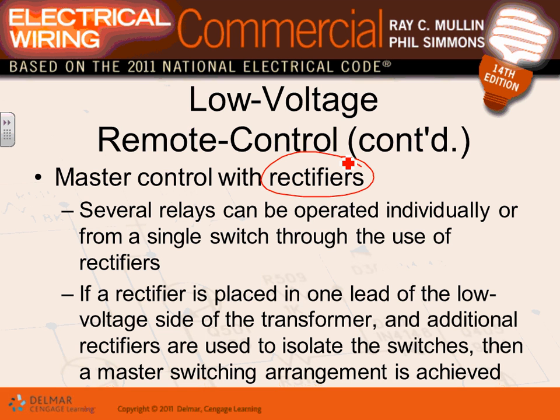Several relays can be operated individually or from a single switch. Master control, they call it the master switches. Typically, a single switch controls one light, or multiple lights are controlled from a single switch. How do they achieve this, gentlemen? They have something called a rectifier placed in the load of the low voltage side, and it controls the flow of current from one location to another, but not to the third.